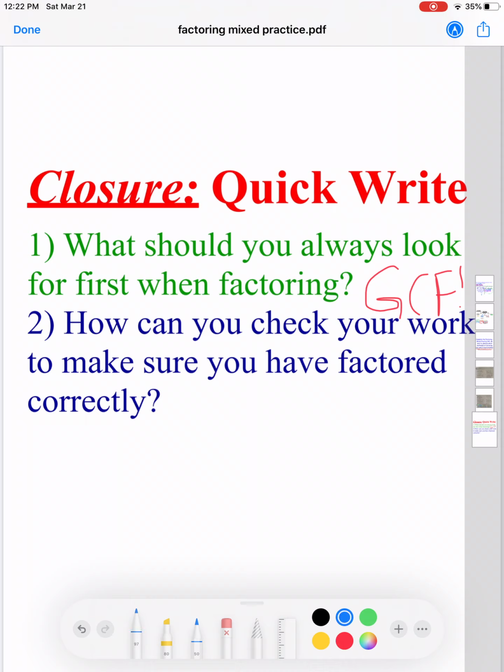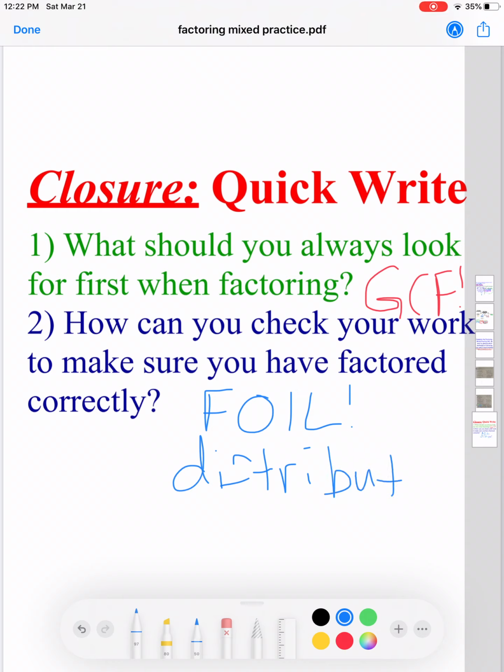Our second question is, how can you check your work to make sure that you have factored correctly? So for this, we've learned that the way we can always check our work is by foiling. We also know that if it was just regular GCF factoring, you could distribute, and you should end up, after you either foil or distribute, by getting back to what you started with.